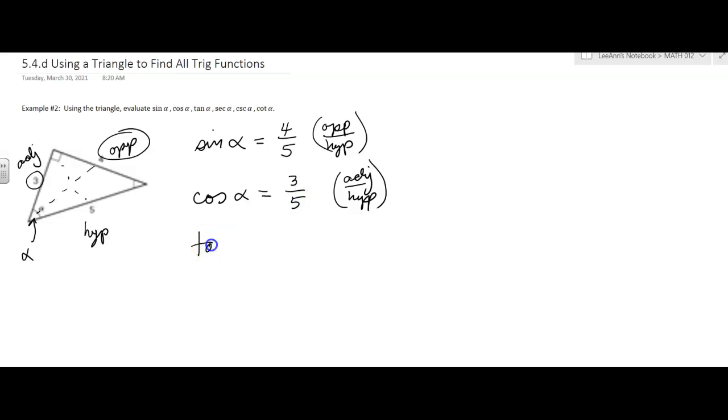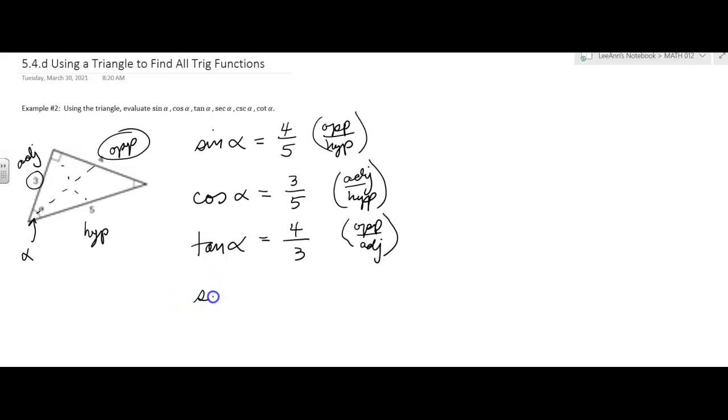And then the tangent of alpha, that's opposite over adjacent. And so in our case, the opposite side is 4, and the adjacent is 3. Okay, so we have those trigonometric functions done.